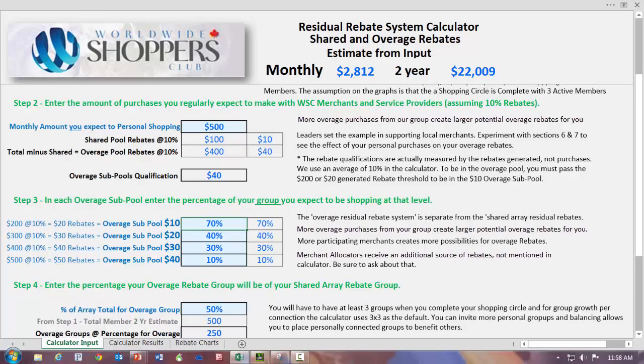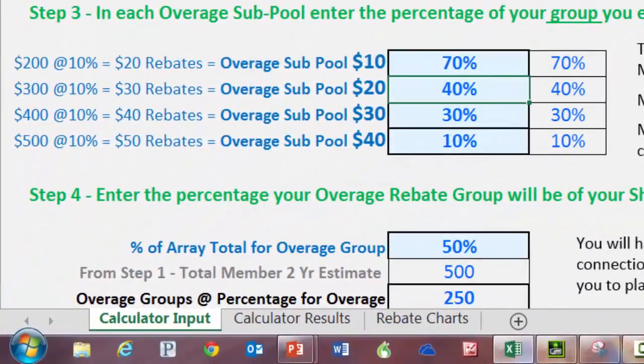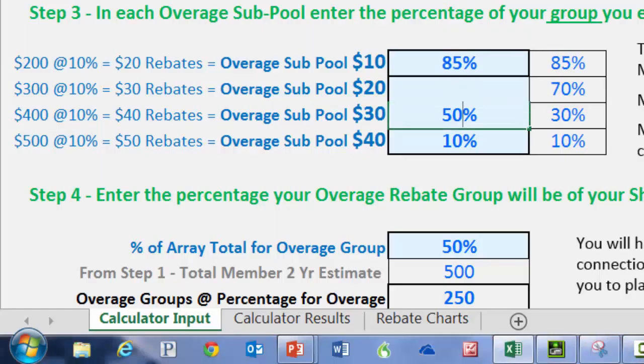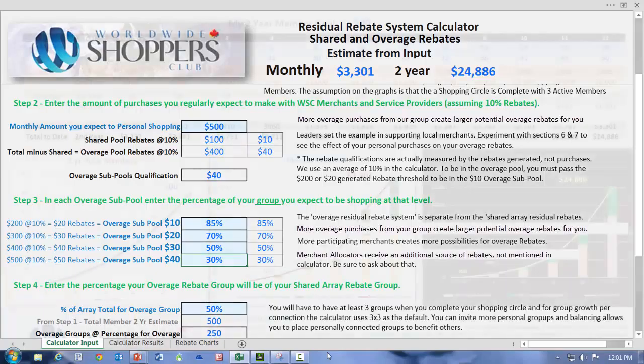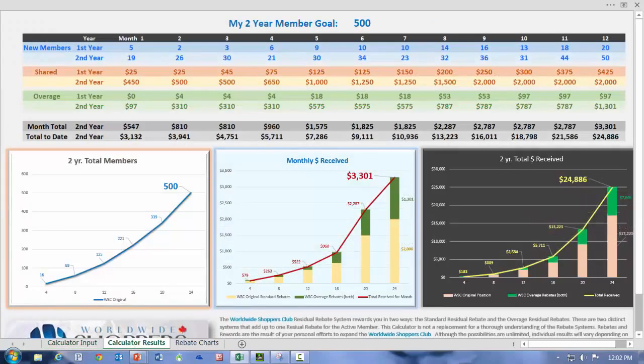Well, I think so. So now let's increase the number of members in our group that reach the various subpools. Let's change the $10 subpool to 85%, the $20 subpool to 70%, the $30 subpool to at least 50%, and the $40 subpool, we believe 30% of our group will now qualify to get into that subpool. So now as you can see, with more group activity in the overage subpools, your total rebates have shot up to over $3,000 per month. That looks like this on the graph, and again, you're up to $24,886. So now you can see how all the variables work together.